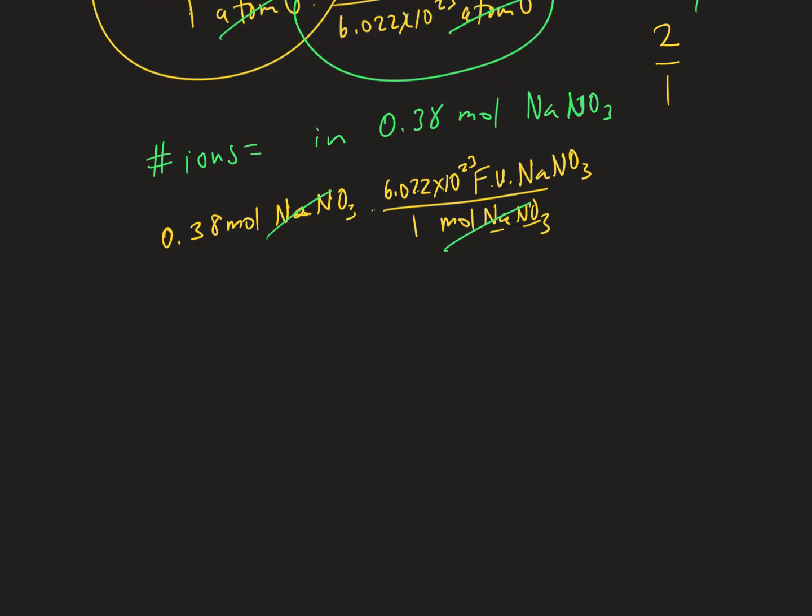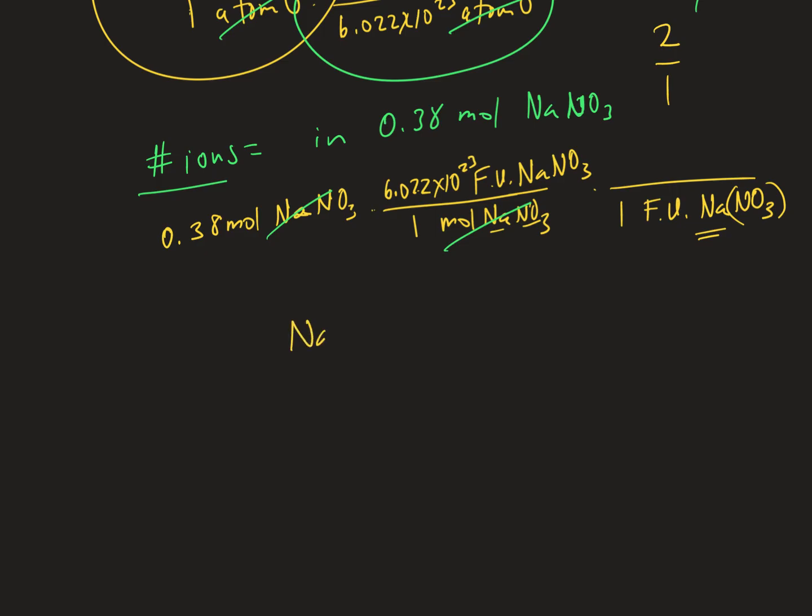Okay. And so we're left with formula units. Is that what we're looking for? No, we want number of ions. If we have 1 formula unit of sodium nitrate, how many ions do we have? 2. We have a cation and only 1 anion because there's no parenthesis. You with me? No?